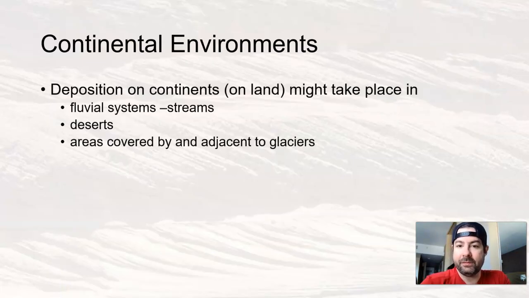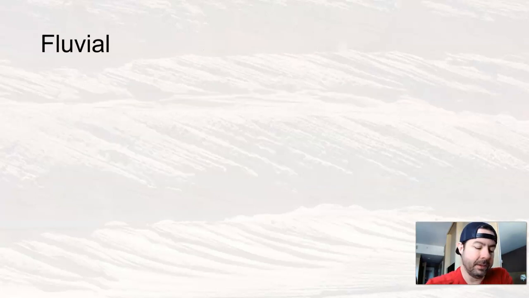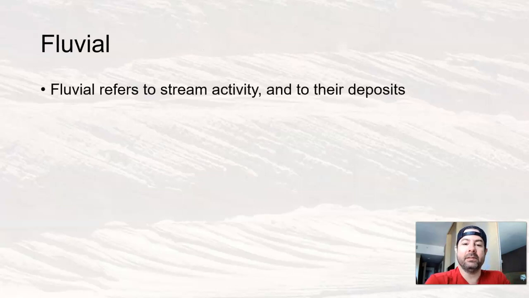This is deposition of sediment on continents or on land, and that might take place in fluvial systems, which are streams. It might take place in deserts or areas covered by, or adjacent to, glaciers. Each of these different environments has combinations of features that allow us to attribute deposition to one of these things, so there are ways to differentiate them all. So let's talk about fluvial systems. Fluvial refers to stream activity and to their deposits.